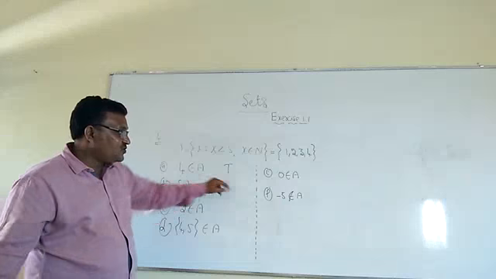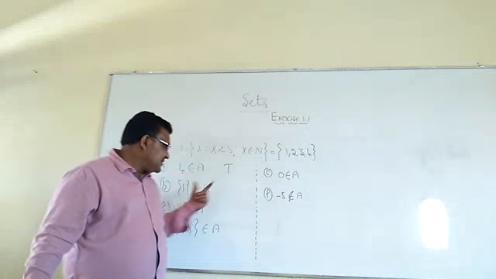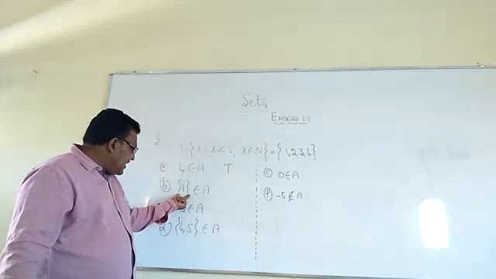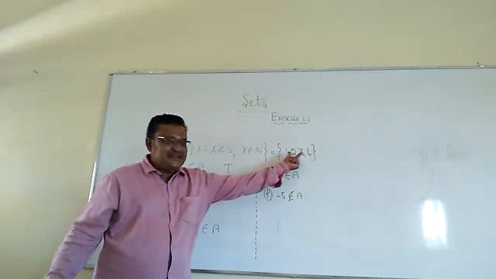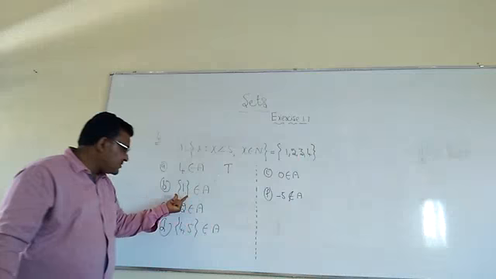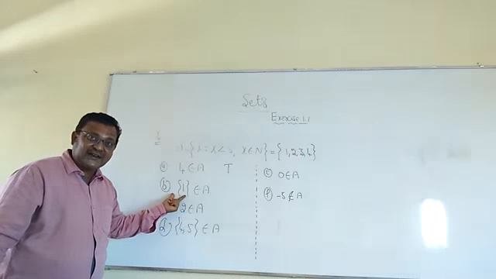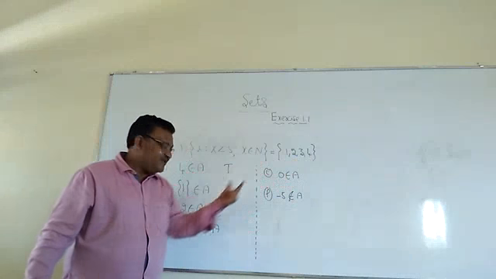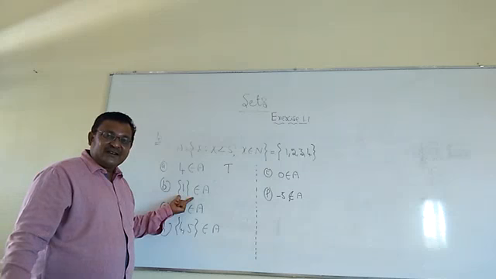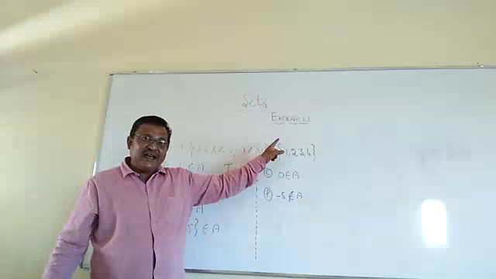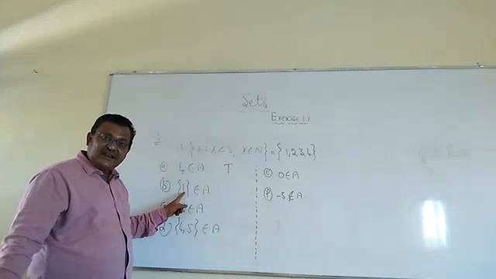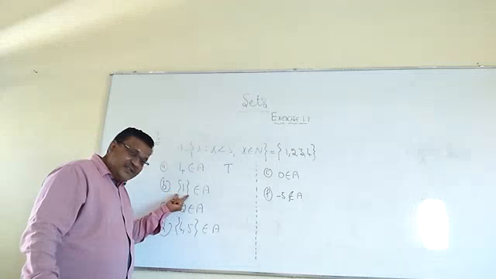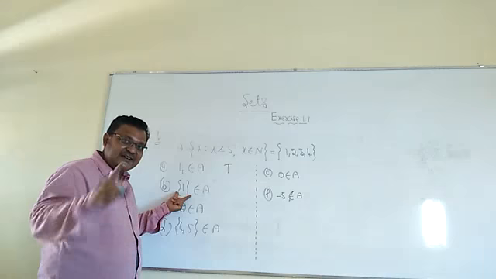If 1 belongs to A, then it is true. But here it is a set, same as it is, with brackets. Is any element there? 1 is there. But I am asking the same as it is along with brackets. Is any element there? Not there. So 1 is different, this set is different. 1 is an element, and here 1 is an element of this set. This is one separate set. Singleton set it is.